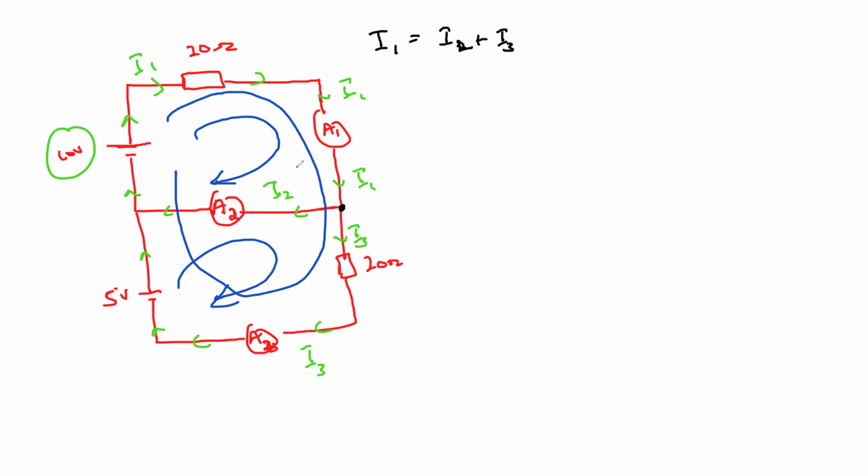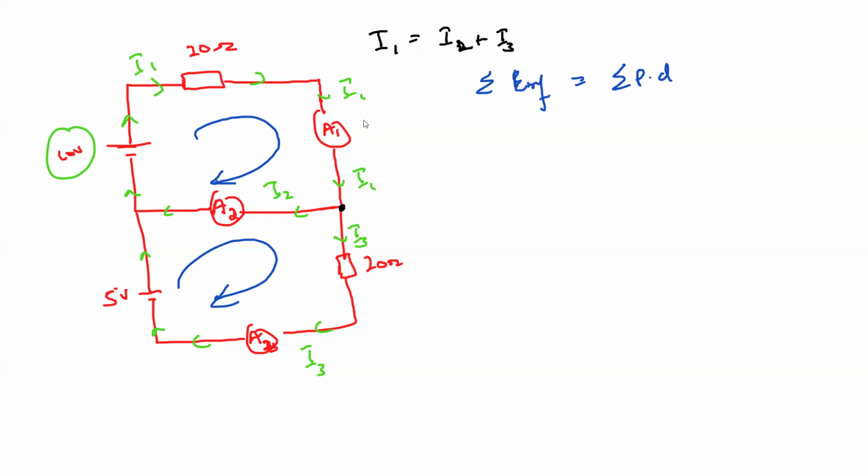It won't make a difference. So if I take the first loop, the total EMF must be equal to the total potential difference. What is the total EMF here? That is 10. The total potential difference, because look, the direction of the flow and the direction of the current which we assume is the same. So we write 20 I1. Direction of the flow and the direction of the current is the same.